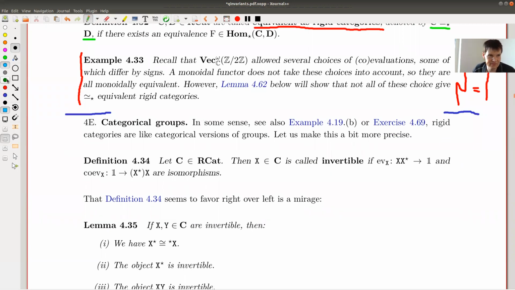And you just say, well, okay, then I will just call an object in my category invertible if evaluation and co-evaluations are actually isomorphisms. So they're not just reversible by zigzag relations, by non-degeneracy, but they're really isomorphisms on the curves.